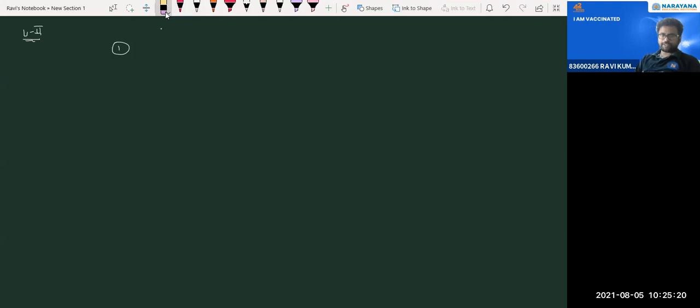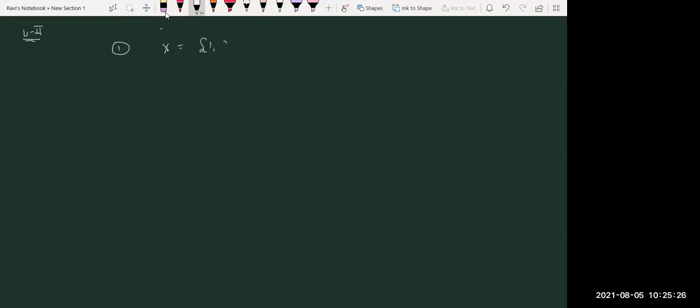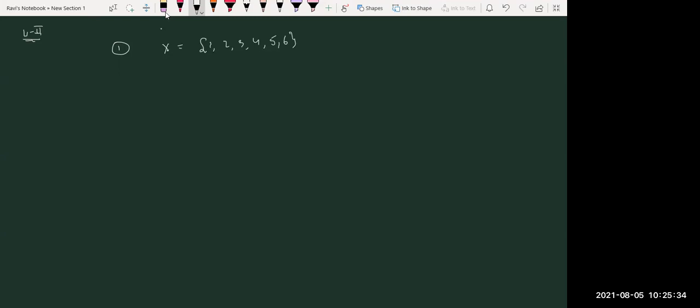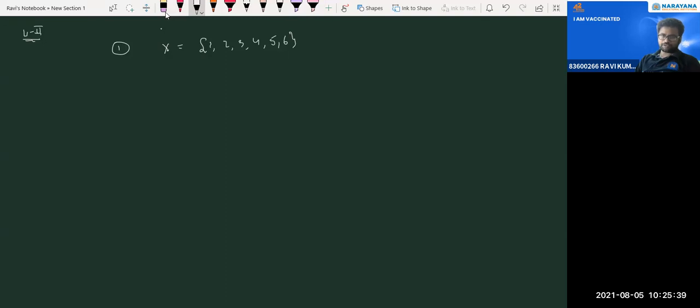What is given, x equals to? Tell me. Anyone? 1, 2, 3, 4, 5, 6, sir. Now n represents any number of x, and you write it in the Roster form. What is given here? N must be any number in the set, n belongs to x, but 2n does not belong to x. This type of numbers you write in the Roster form.